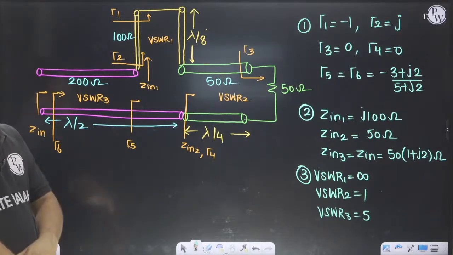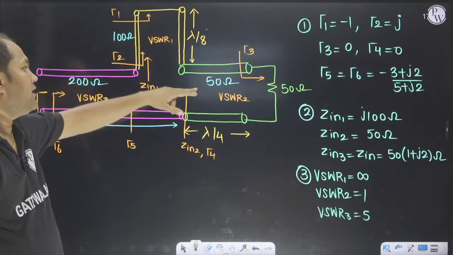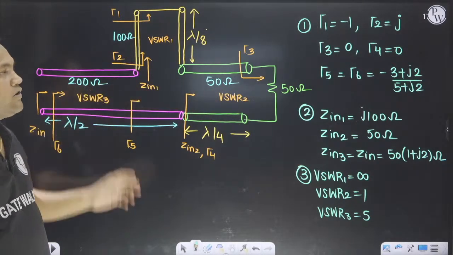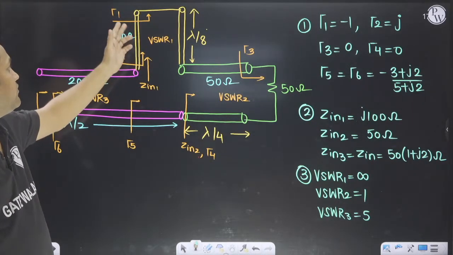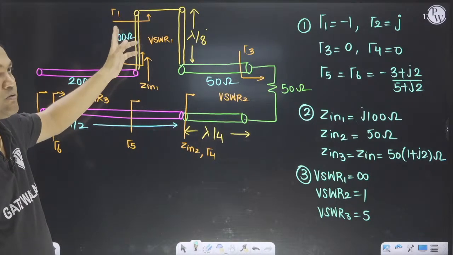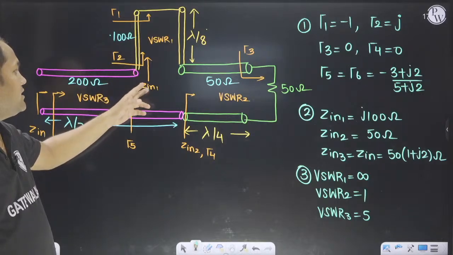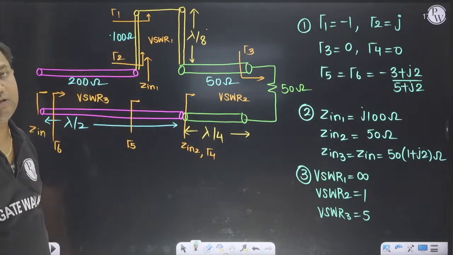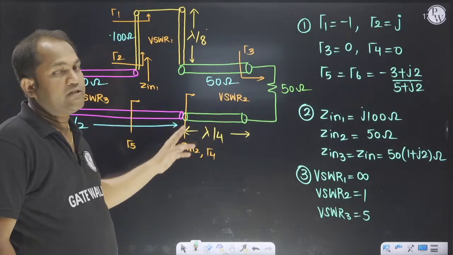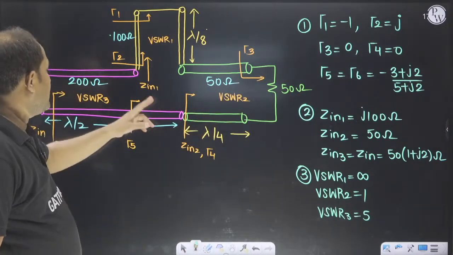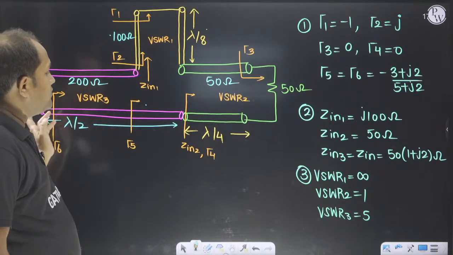It is a very good question because Z0 is different for different cases. Here Z0 is 100, here Z0 is 50, here Z0 is 200. So in this case I will apply ZL1 minus Z01 upon ZL1 plus Z01, ZL2 minus Z02 upon ZL2 plus Z02, and ZL3 minus Z03 upon ZL3 plus Z03.